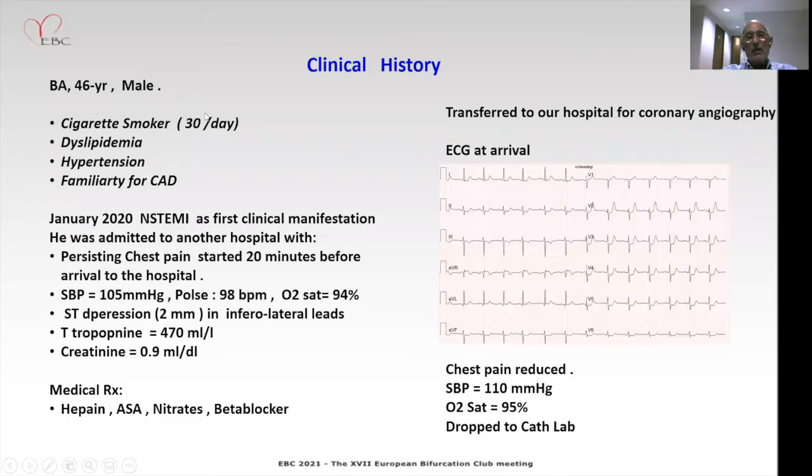46-year-old male with multiple coronary risk factors. In January 2020, he had non-ST elevation myocardial infarction as first clinical manifestation, and he was admitted to another hospital with persisting chest pain started 20 minutes before his arrival to the hospital. He was stable. T-troponin was 470, creatinine was 0.9.